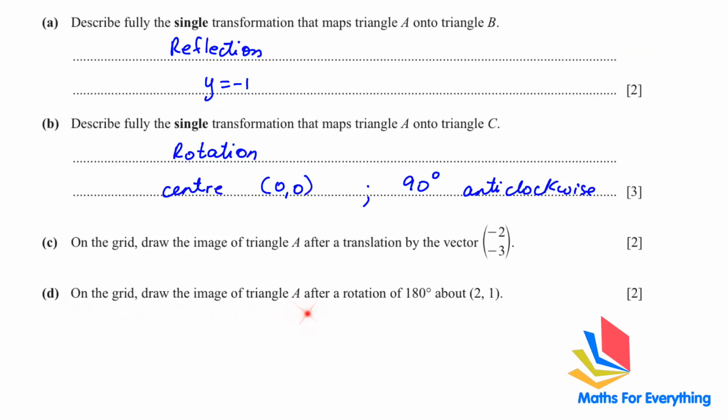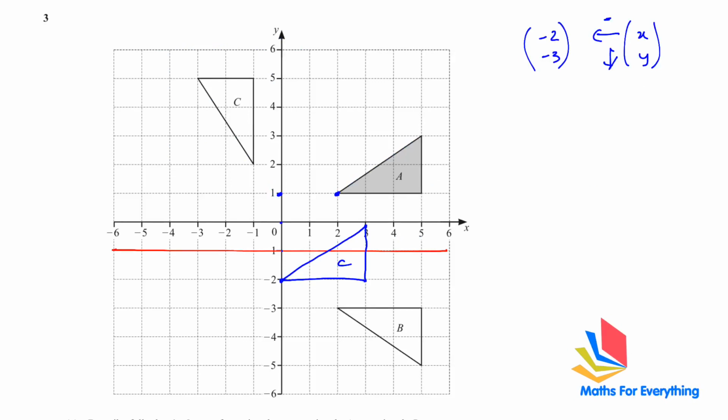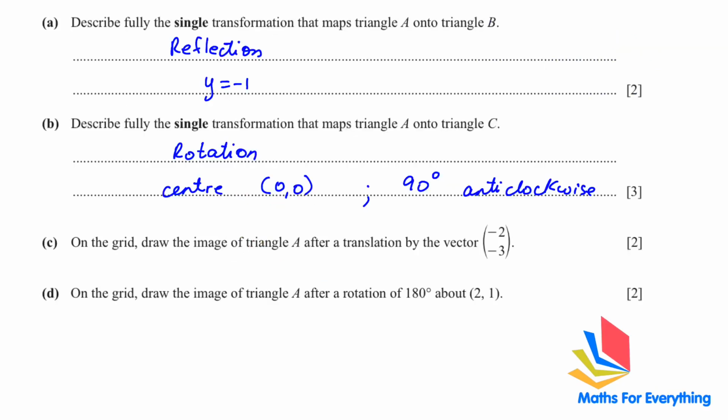Next, on the grid, draw the image of triangle A after rotation of 180 degrees, about 2, 1. So the center has been given to us, 2, 1. This is the center, and we have to rotate it 180 degrees. If it is 180 degrees, whether you rotate anti-clockwise or clockwise, it doesn't make a difference. Again, use a tracing paper to do it. It's the easiest way to solve a rotation question. This is your triangle after rotation 180 degrees, center 2, 1. Okay, so we are done with that.